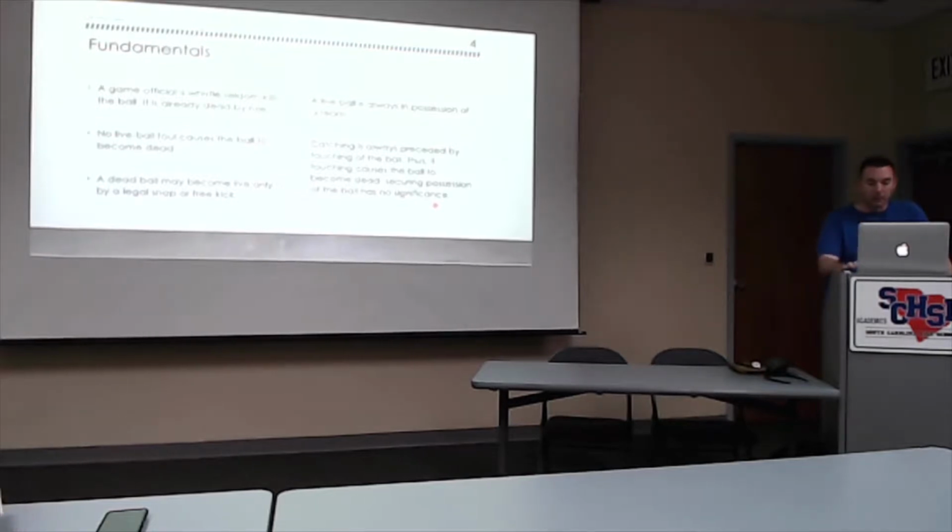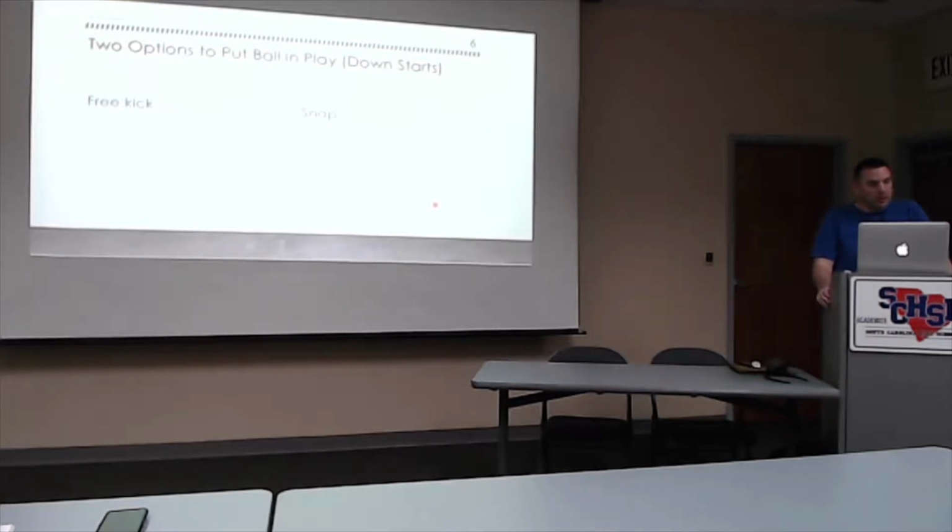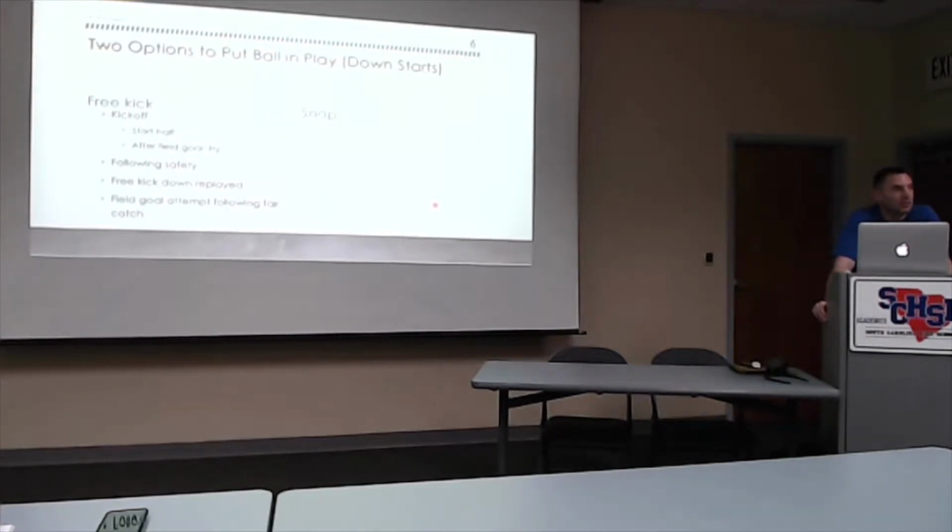So section 1, putting the ball in play. Pretty simple, but it's very important. There's 2 options. Start it down: free kick and a snap. Free kicks start the half, and they're after a successful field goal or a try. Following a safety, that's a type of free kick. If you have to replay the down, that would be another free kick. And then a field goal attempt following a fair catch. We actually had that last year in the upstate. We actually had that in a game. We talk about this stuff, it never happens, and then it always happens.